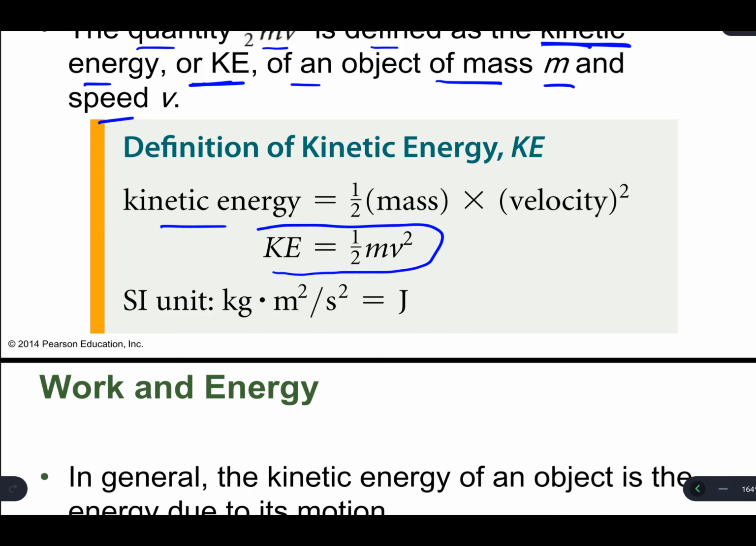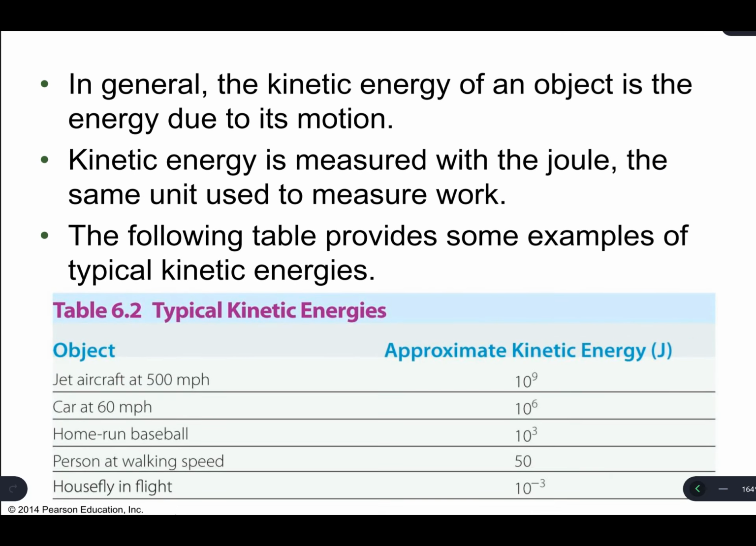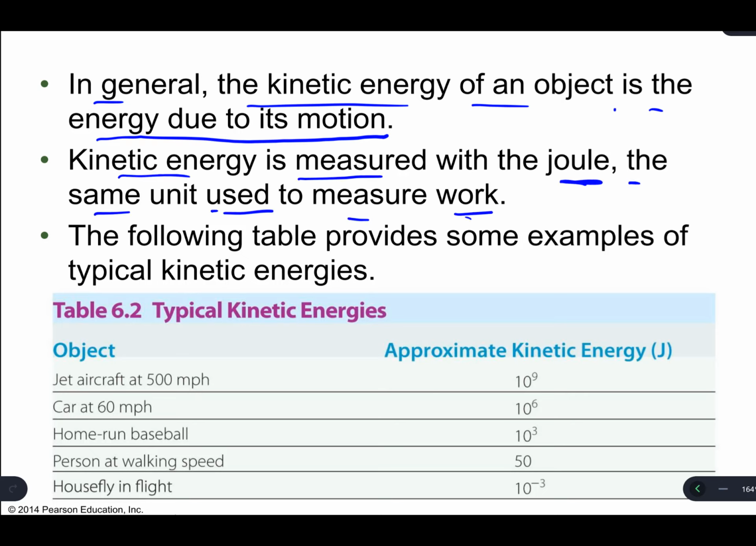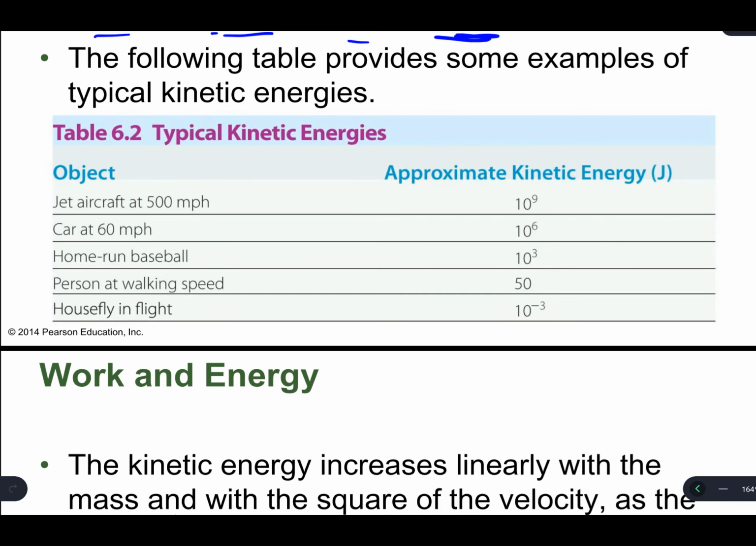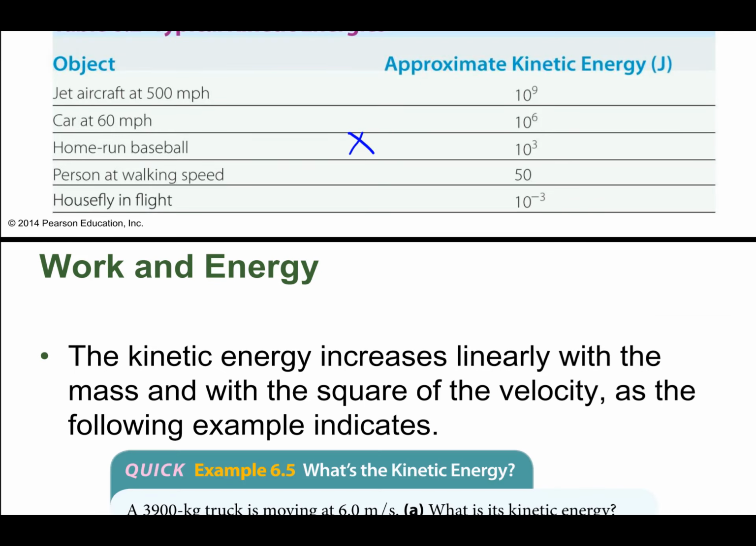Kinetic energy equals half mv squared, and the units are kilogram meter squared per second squared, or what we call joule. Okay, guys, in general, the kinetic energy of an object is energy due to motion. Kinetic energy is measured in joules, the same unit used to measure work. Got it? The following table provides some examples of typical kinetic energy. So, yeah, it's not for memorizing.